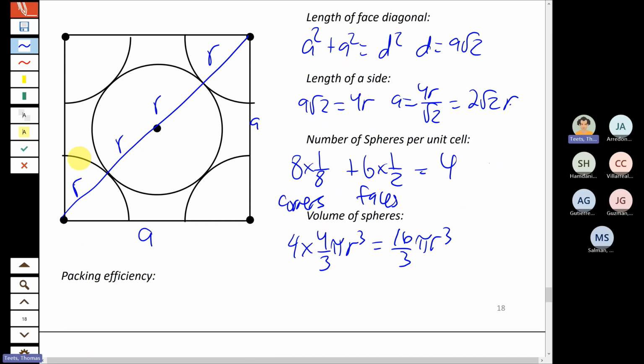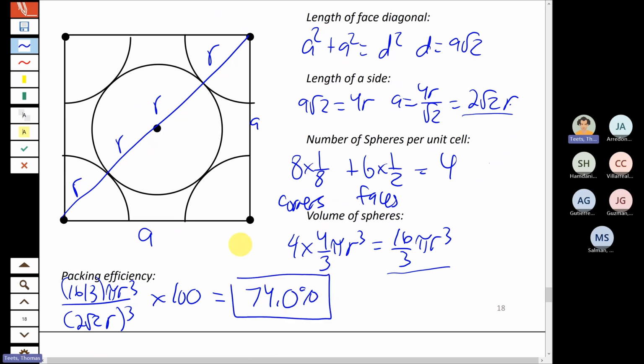And then finally, to get the packing efficiency, we take the volume of the spheres divided by the volume of the cube, which is just that number cubed over there. So 16 over 3 pi r cubed divided by 2 radical 2 r cubed times 100. Don't really need to simplify this anymore. We could simplify it a little bit, but numerically, it comes out to 74%.